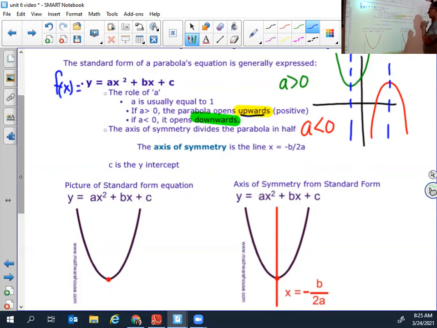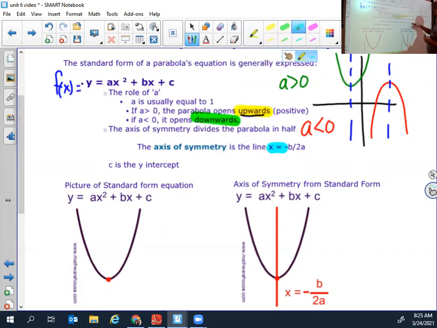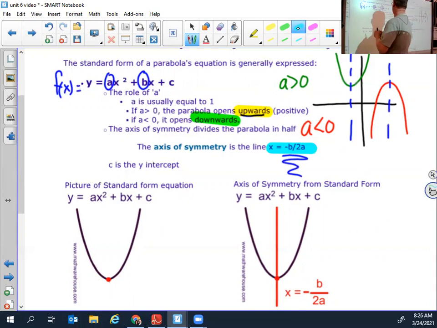And that axis of symmetry has an equation, and that equation is right here. And we're obviously going to go over this a bunch of different times, but it's negative b over 2a. So you're looking at the b and the a right there going into this formula. So those are going to be important things when we go to decide where the center of our parabola is going to be. All right.